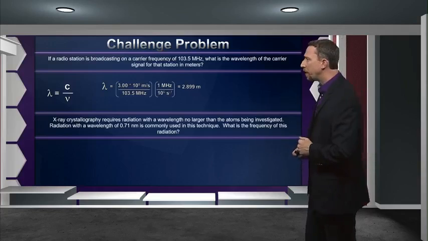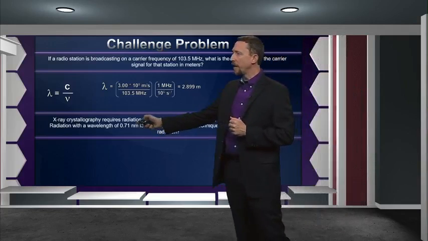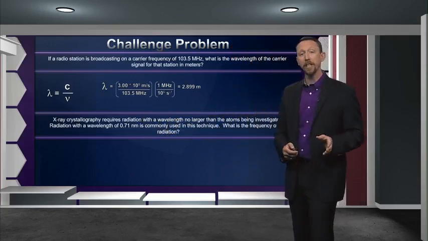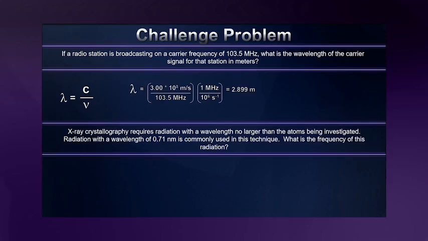But one of the more popular X-rays for this technique is one that is 0.71 nanometers. This is generated by electrically exciting molybdenum atoms. So our question for the day is, what's the frequency of that radiation if its wavelength is 0.71 nanometers?